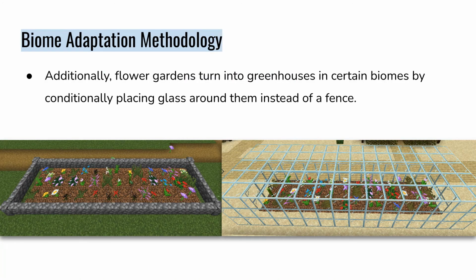Additionally, our flower gardens turn into greenhouses in certain biomes by conditionally placing glass around them instead of a fence.